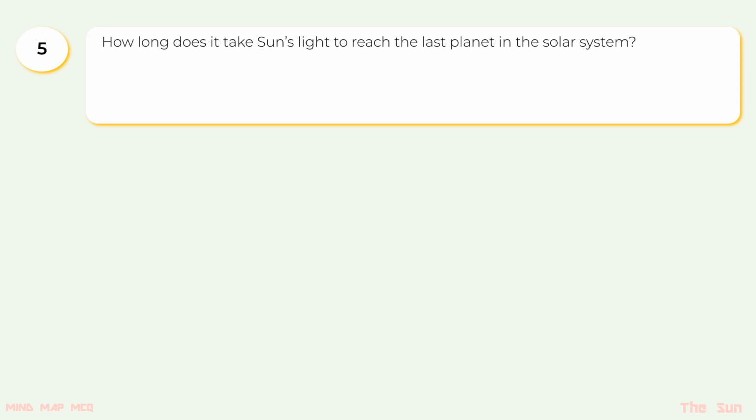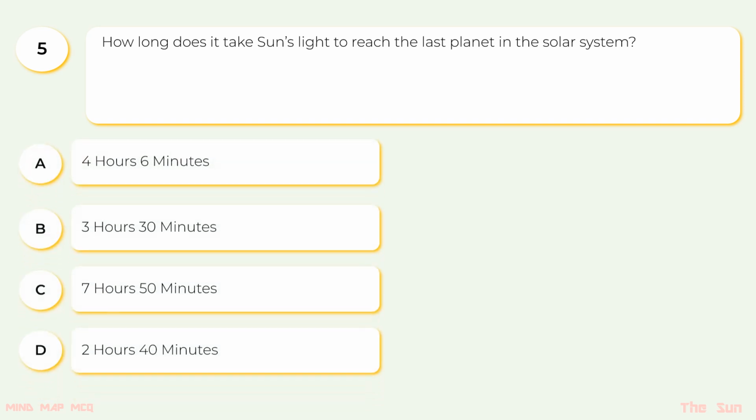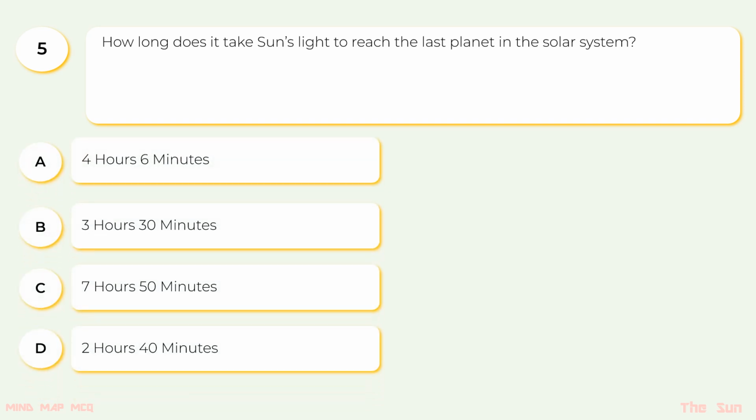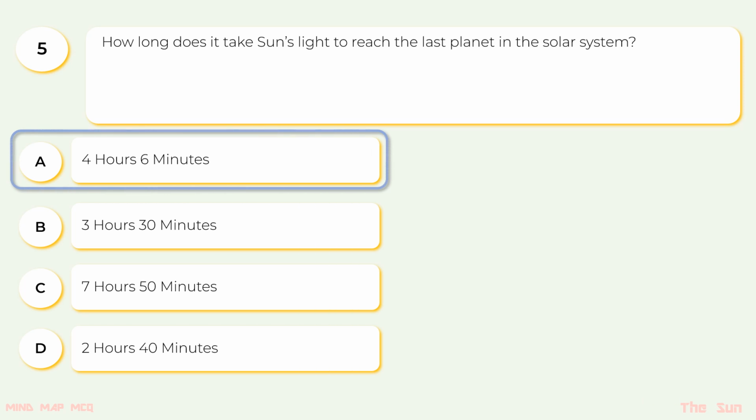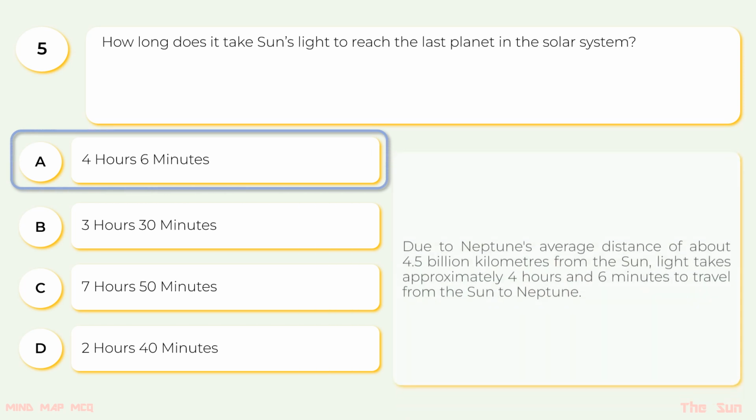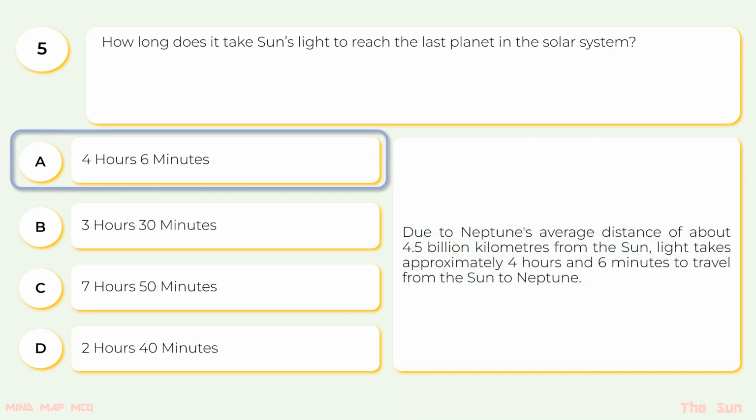Question 5. How long does it take sun's light to reach the last planet in the solar system? The options are A. 4 hours 6 minutes, B. 3 hours 30 minutes, C. 7 hours 50 minutes, and D. 2 hours 40 minutes. The correct option is A. 4 hours 6 minutes. Due to Neptune's average distance of about 4.5 billion kilometers from the sun, light takes approximately 4 hours and 6 minutes to travel from the sun to Neptune.